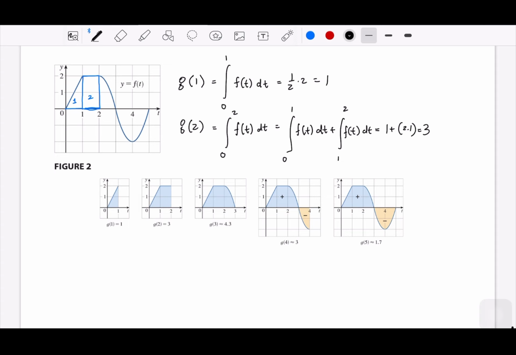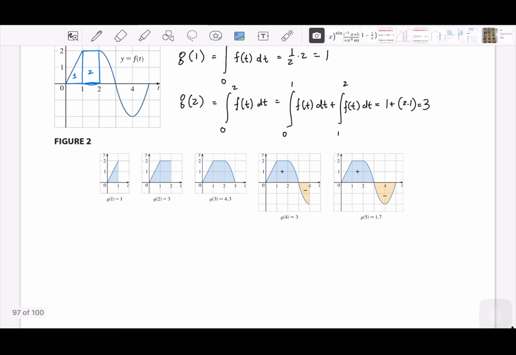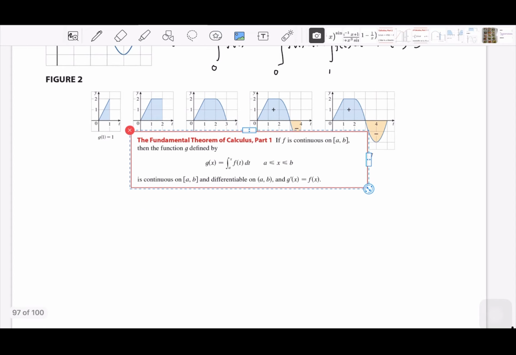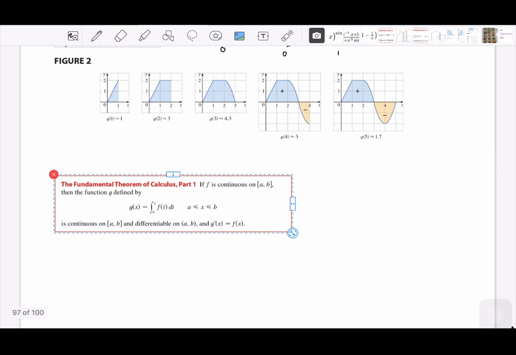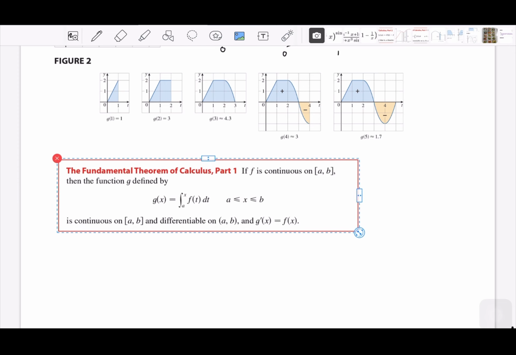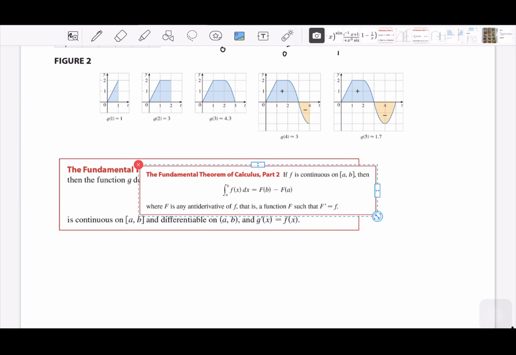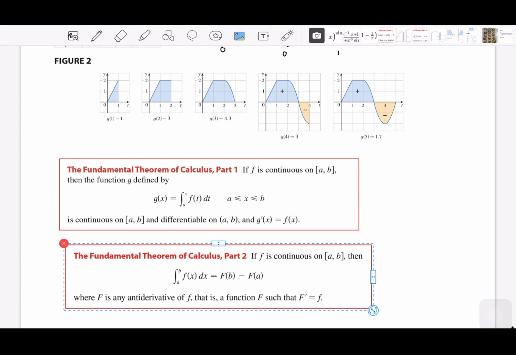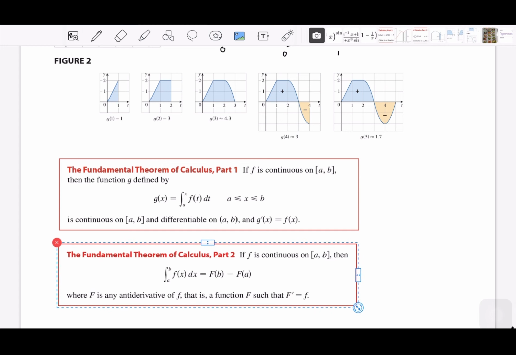Let me give you directly the definitions. So the first definition is this. We already discussed it on the previous page. The second definition is this. So this is part 1, this is part 2.